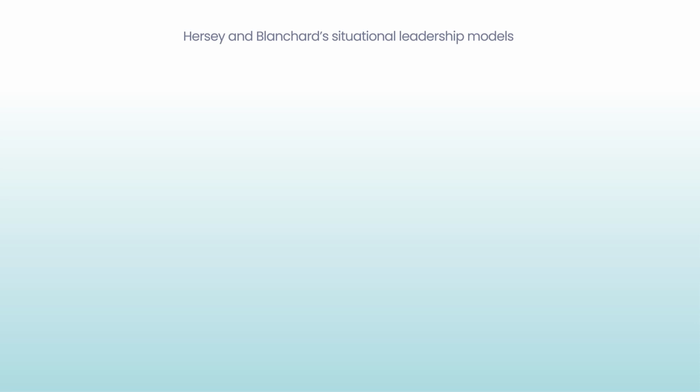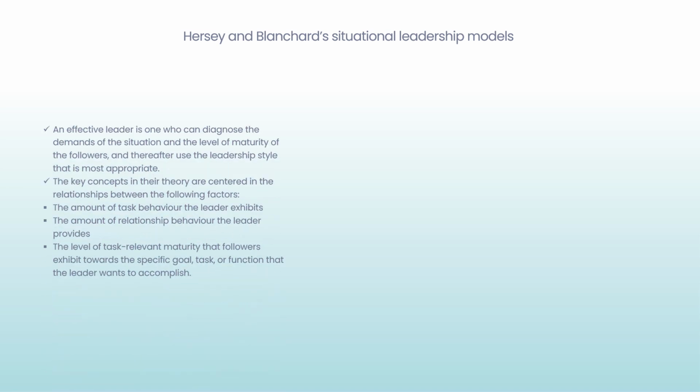Let's see, this is the first guy who's going to help us to understand. As we said, we have different styles in leadership. Let's see Hersey and Blanchard's situational leadership model. An effective leader is one who can diagnose the demands of the situation and the level of maturity of the followers, and after that use the leadership style that is most appropriate.